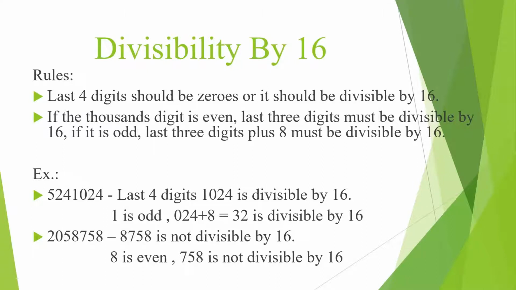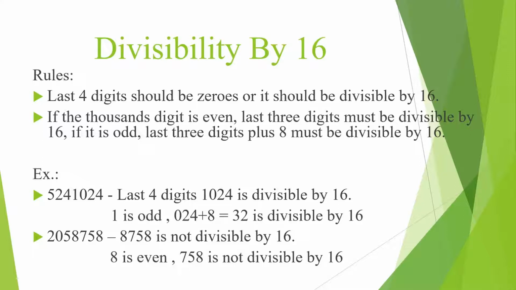Let us consider the next number, 16. For 16, we have to consider the last 4 digits. The last 4 digits should be either zeros or divisible by 16. We have one more rule: we have to consider the last 4 digits. If the thousands digit is an even number, then we can consider the last 3 digits alone. The last 3 digits must be divisible by 16. If the thousands digit is odd, then we have to add the last 3 digits with 8 and that number should be divisible by 16.